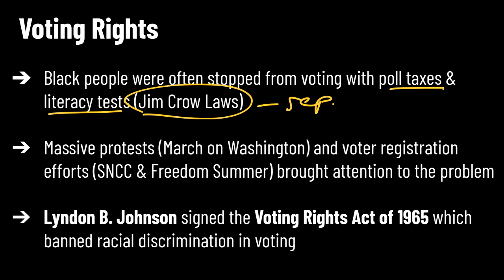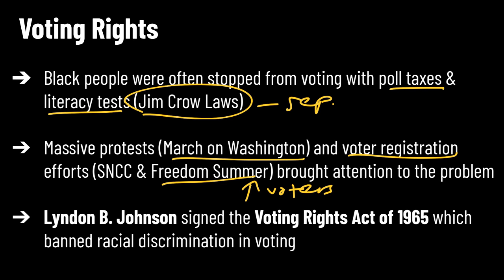Voting rights received a lot of protests about gaining these rights. You can think of physical marches, physical protests like the March on Washington, led by Martin Luther King and other civil rights leaders, and also voter registration efforts. So groups like SNCC, which stands for the Student Nonviolent Coordinating Committee, their projects like Freedom Summer, their goal was to increase the amount of Black voters, and also just to bring attention to this problem that while Black people had the right to vote on paper, they weren't actually able to get registered and cast their votes safely.